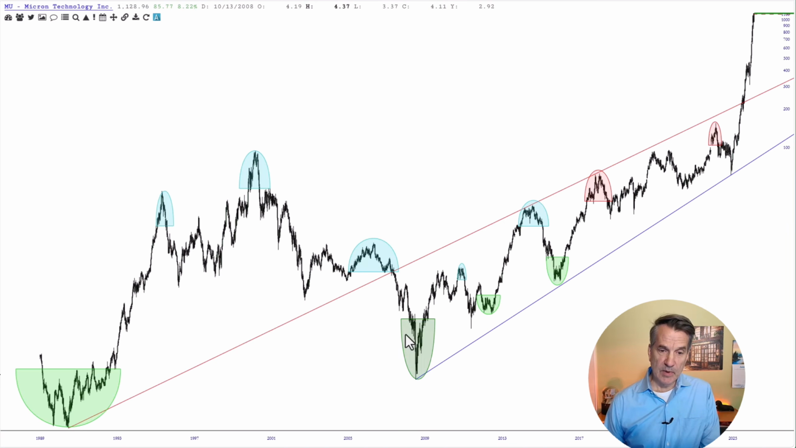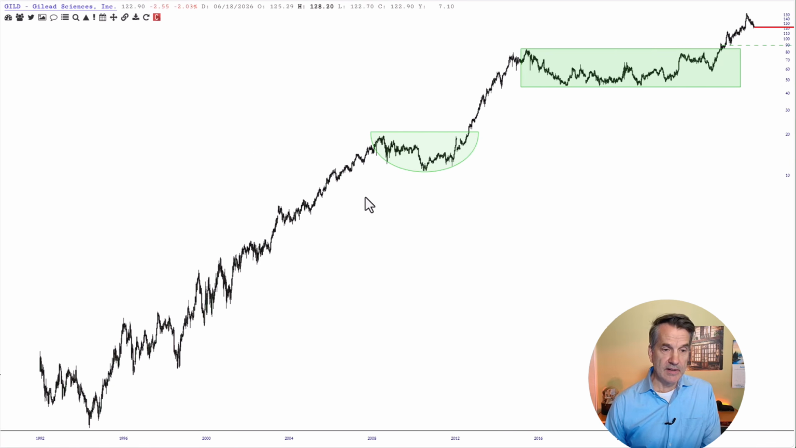And in this instance, we can see here time and again, whenever, in this case, Micron, symbol MU, formed a nice rounded bottom, it typically preceded a very powerful push higher. Here's another example, just with a couple of instances.